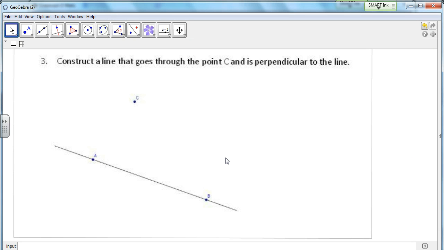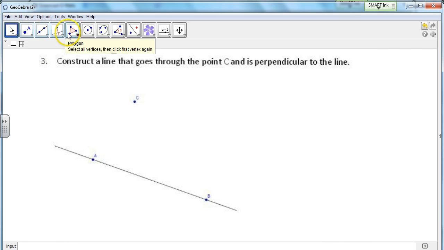Problem number 3 says to construct a line that goes through the point C and is perpendicular to the line. So here's our point C. We want our perpendicular line to go through C and be perpendicular to this line that we have here. So something like this, right?